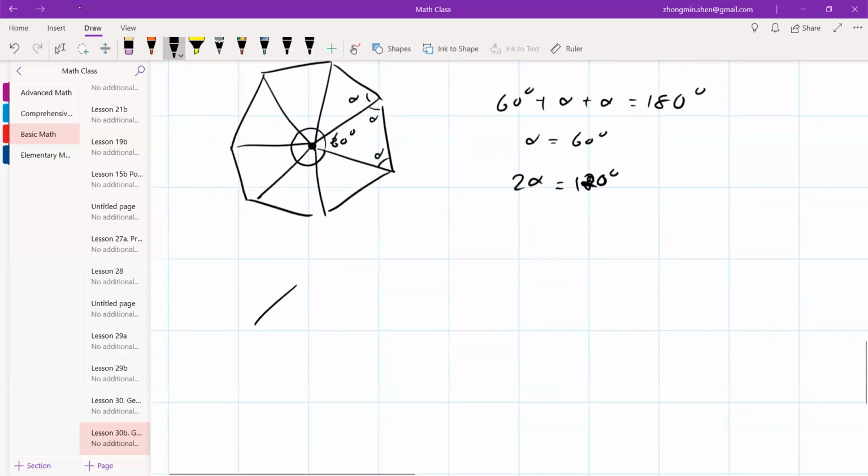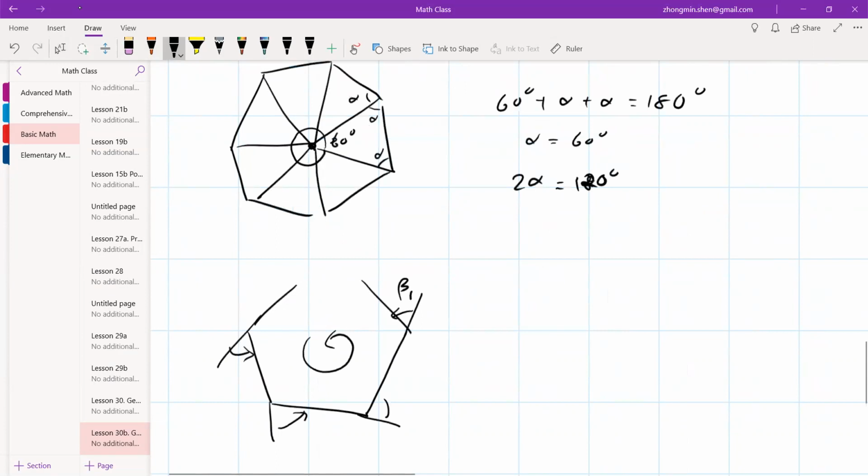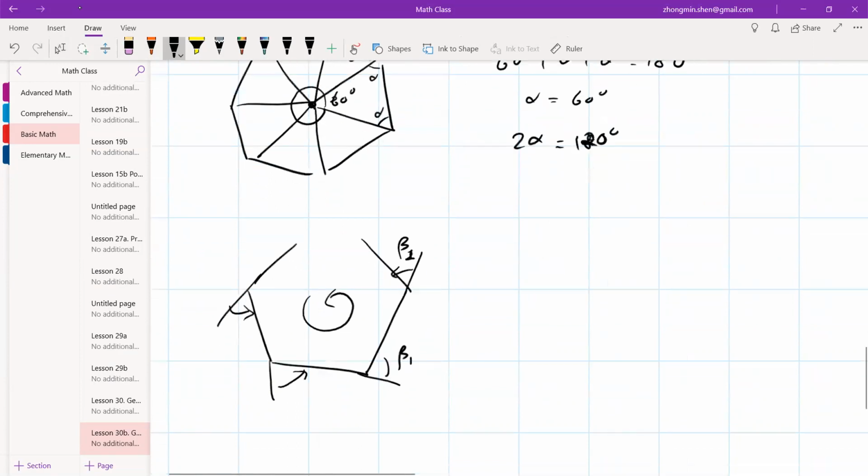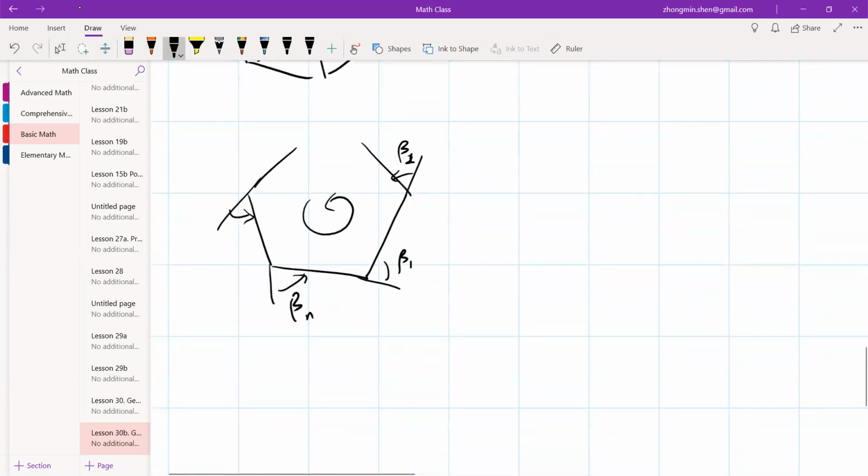Now let's look at the n-sided polygon. Look at the exterior angle. I call it beta 1. And maybe this is beta 1, this is beta 2, going around, and this will be beta n, this is beta n minus 1. So it's an n-sided polygon. All right, can we find the sum of the exterior angles? I think we can.